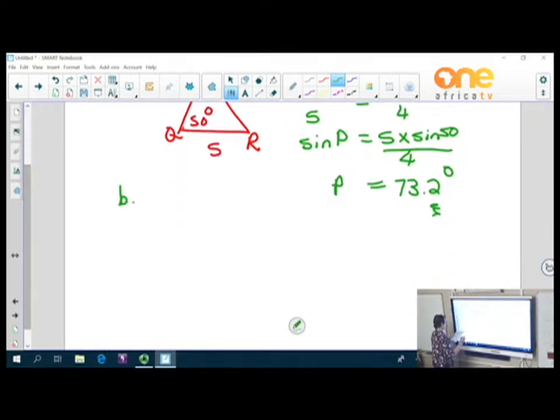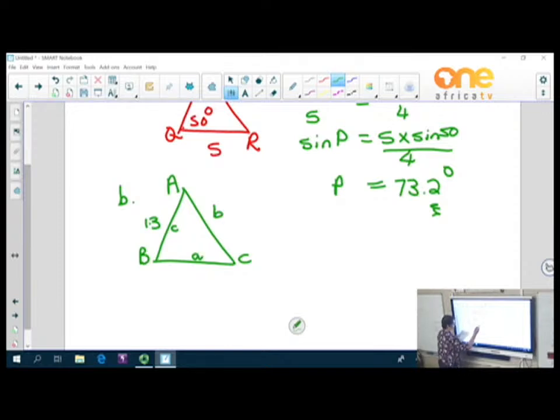Number B. So again, we've got a triangle ABC. And this time, C is 13. This is opposite. So this is C, this is B, this is A. B is 20. So that one is 20. And angle C is 35 degrees. Now the question is, what will angle B be?